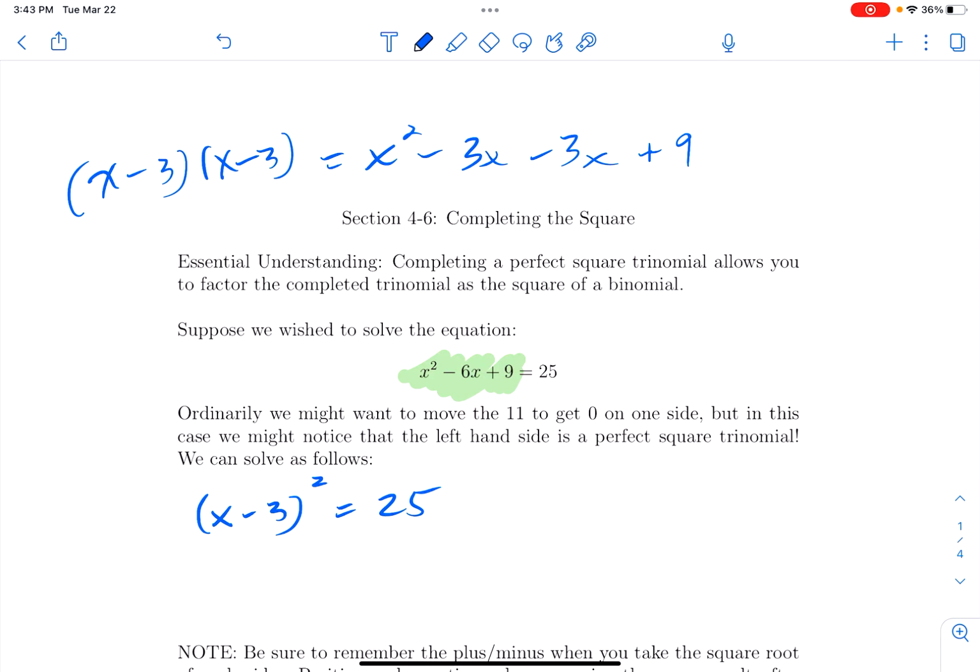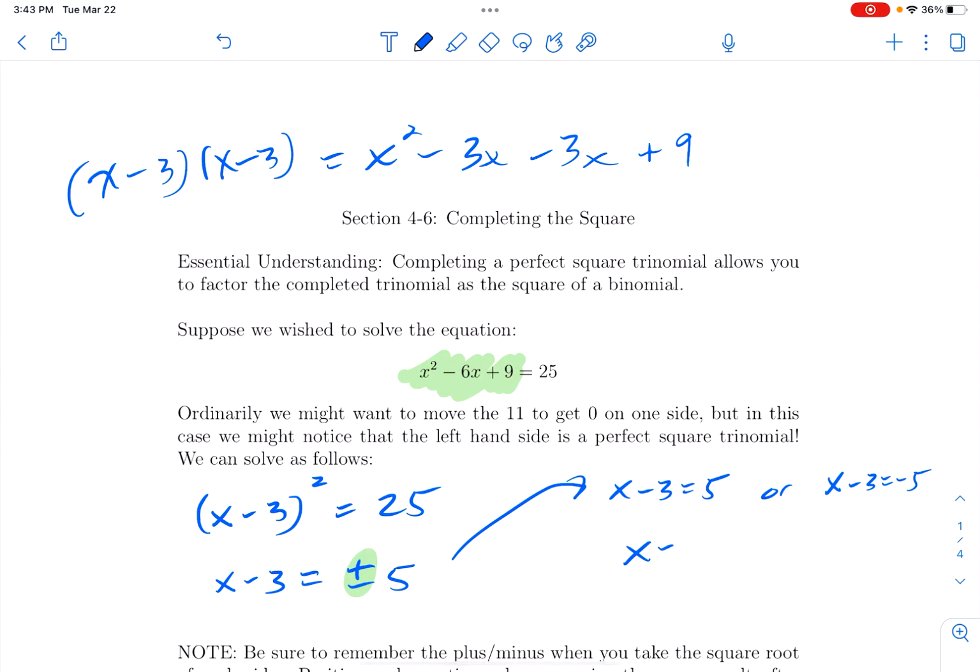That's equal to 25. Well, if something squared is equal to 25, that something is 5 or negative 5. Don't forget that plus minus. Usually the positive is obvious, but there could be a negative number as well. And this is just our shorthand for two different things. What this really means is maybe x minus 3 is equal to 5. That would make sense. Or maybe x minus 3 is negative 5. That also makes sense. And we can solve these separately.